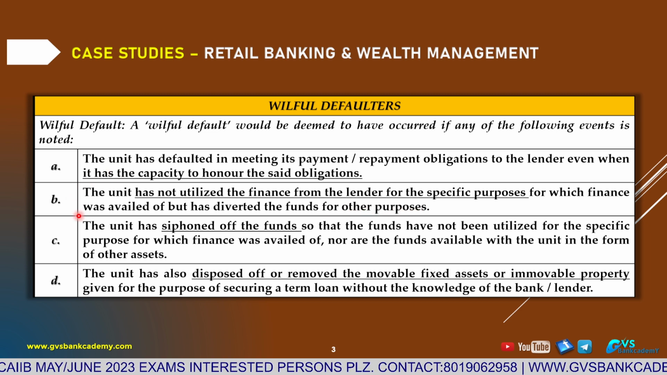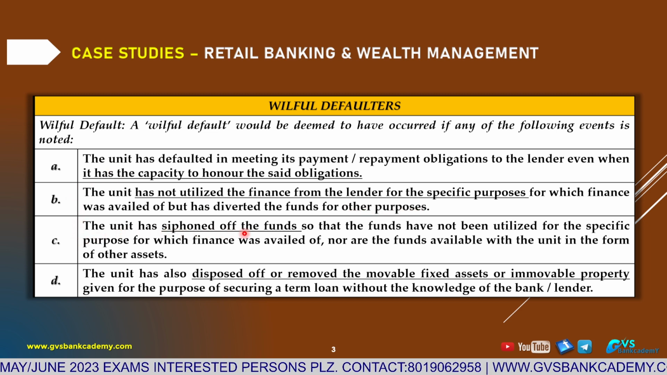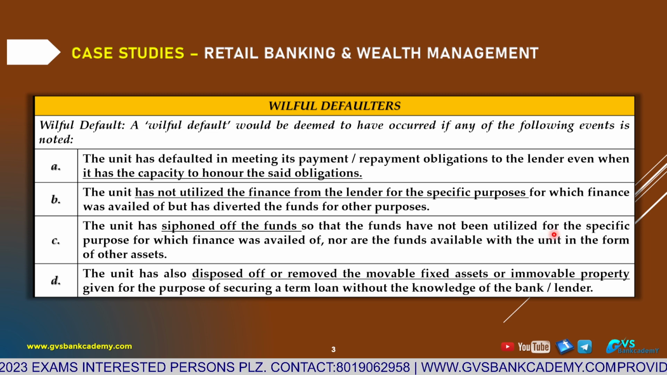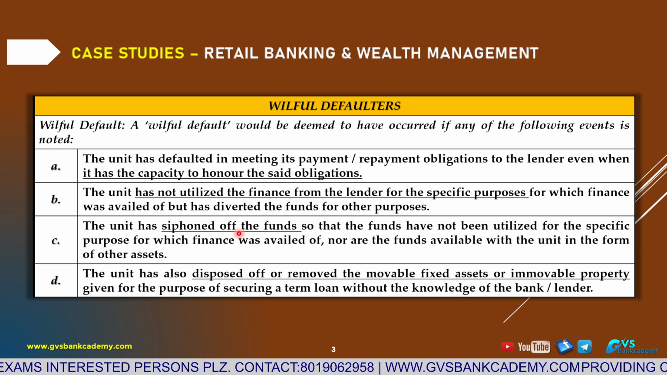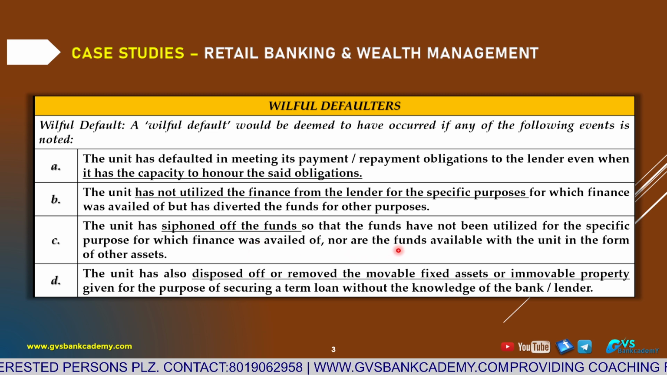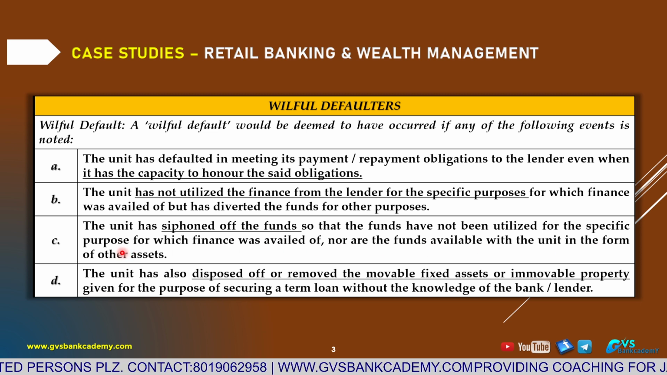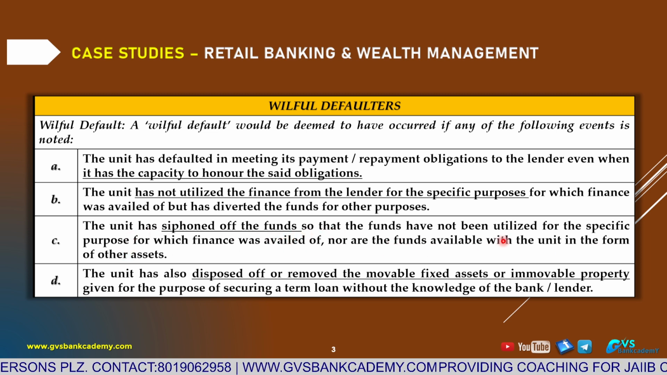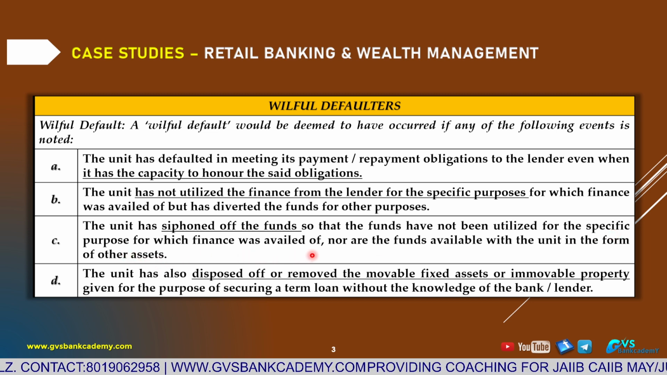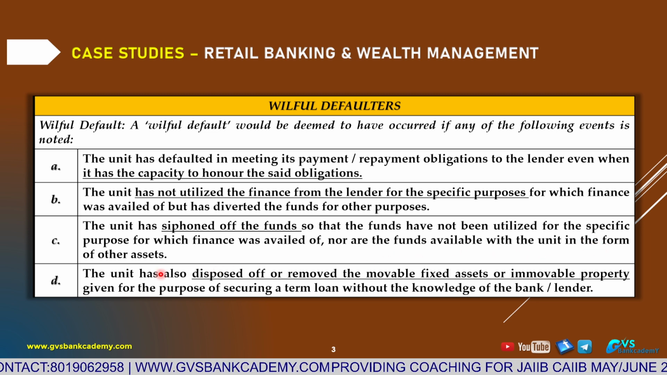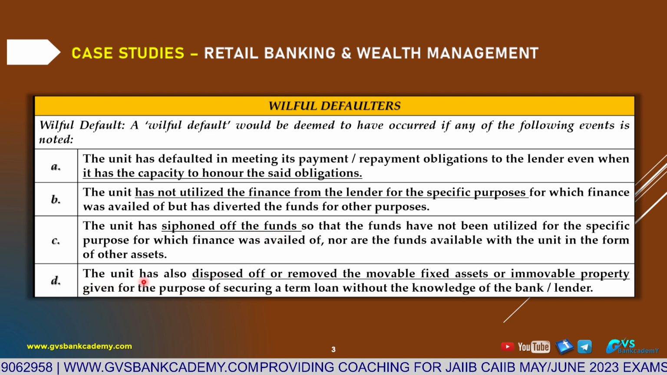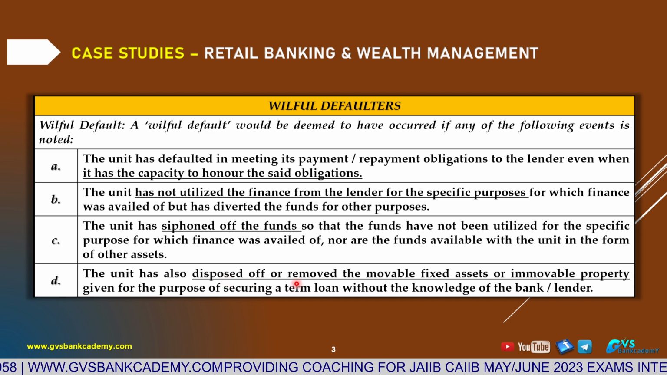C. The unit has siphoned off funds, so that the funds have not been utilized for the specific purpose for which the bank loan was sanctioned, nor are the funds available within the unit in the form of other assets. So the funds have not been utilized for the specific purpose, nor are they available with the unit in the form of other assets. That is called siphoning of funds. D. The unit has also disposed of or removed the movable assets.